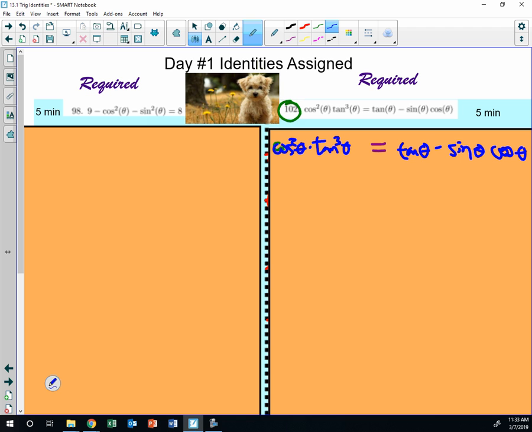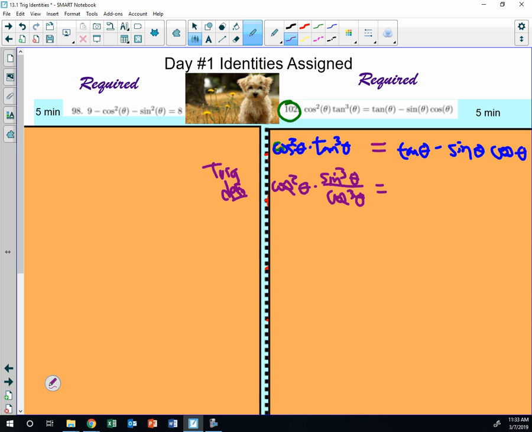Now, what are your ideas? I tried putting in the sine for the cosine. You're going to eventually. But for right now, let's wait with that. Let's leave cosine squared alone. Change tangent into what? Sine cubed theta over cosine cubed theta. This is called trig definition.